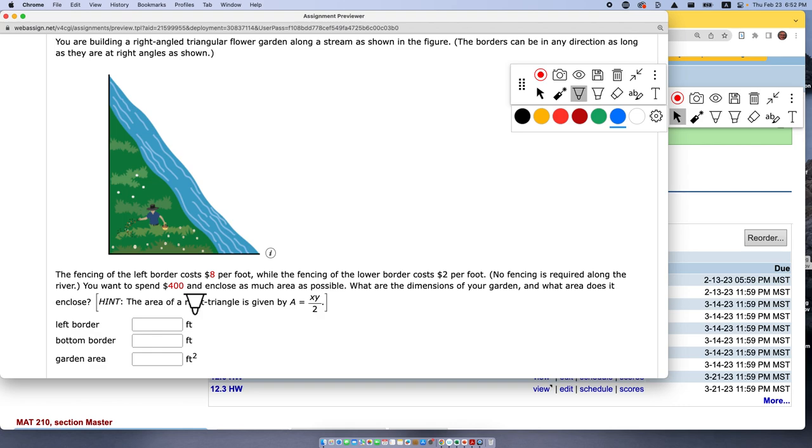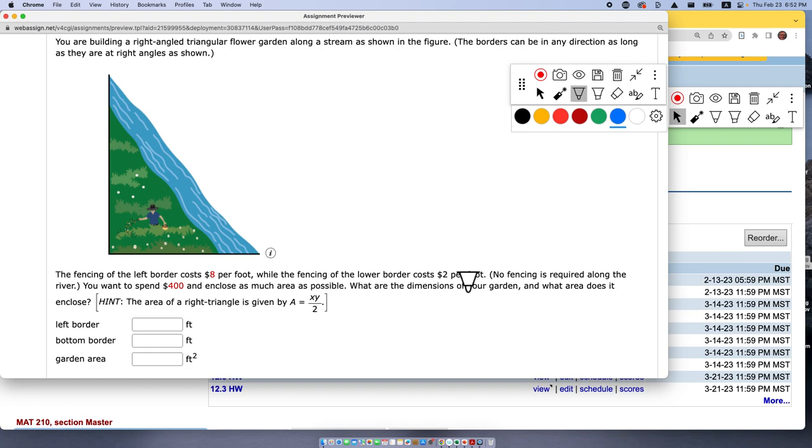Okay, so these are sort of a standard. We want to fence something in, so we're dealing with perimeter, so there are constraints on that, but then we've got what we call an objective function, area, that we want to maximize. We want to get as much area as we can for a certain amount of dollars. Okay, and again, you can see the left border is $8.